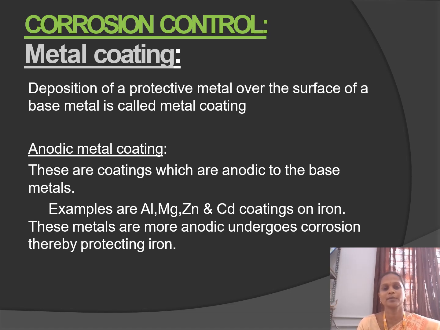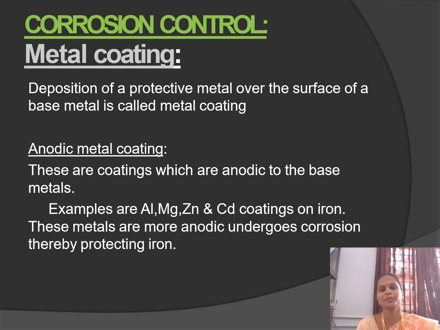One is anodic metal coating and the other is cathodic metal coating. Let us first discuss anodic metal coating. These are coatings which are anodic to the base metal. Suppose iron is the base metal. Compared to iron, metals like aluminium, magnesium, zinc and cadmium are more anodic than the iron surface. When any one of these metals is coated on the surface of iron, the process of deposition is called anodic metal coating. This prevents corrosion because of the coating.